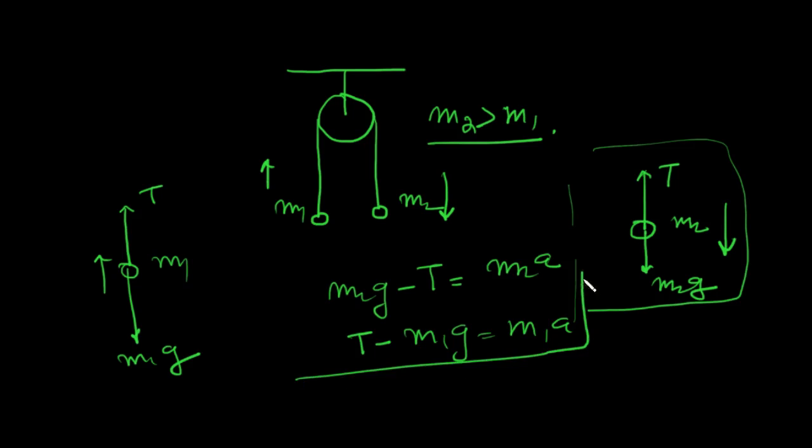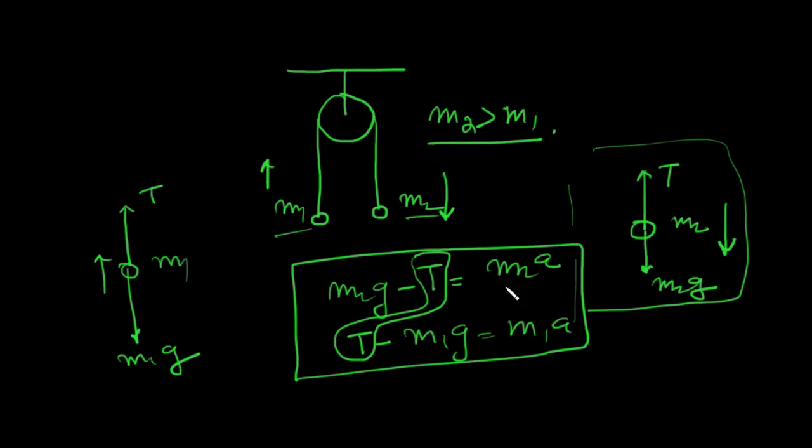Now I want to ask you a basic thing. Why are the tensions the same? First of all, let me know why I have written T as the same. It can be different because the masses are different. And why is the acceleration the same? Why is the tension the same and why is the acceleration the same?